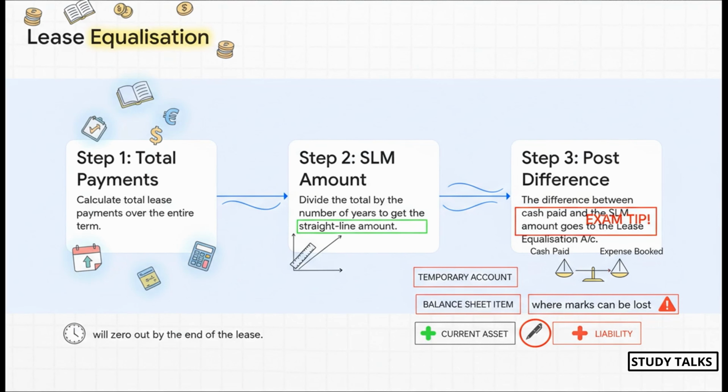So you might be wondering, what happens to the difference between the cash you actually paid and the expense you booked? Well, that difference goes into a special temporary holding account. We call it the lease equalization account. It's a balance sheet item, it can be an asset or a liability, and its whole job is to balance things out. It will eventually become zero by the end of the lease. This is a really important detail for journal entry questions, so don't forget it.